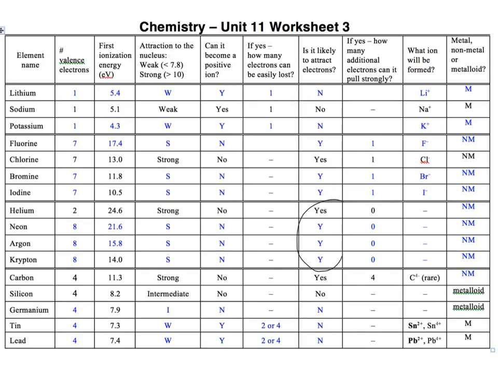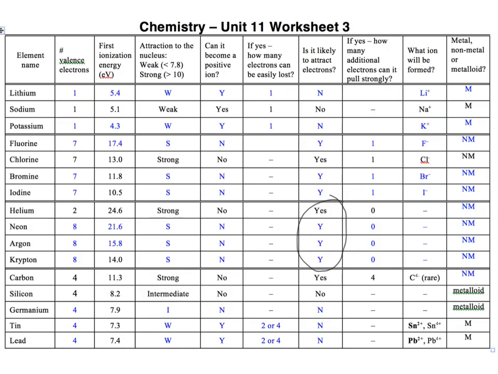Now we're going to explain these answers in the table for the noble gases. Since each of these elements has a strong attraction for electrons, we have to say yes for all of them. Students might object to this language, saying that these elements don't form ions at all, but it's not because these elements don't have a strong attraction for electrons.